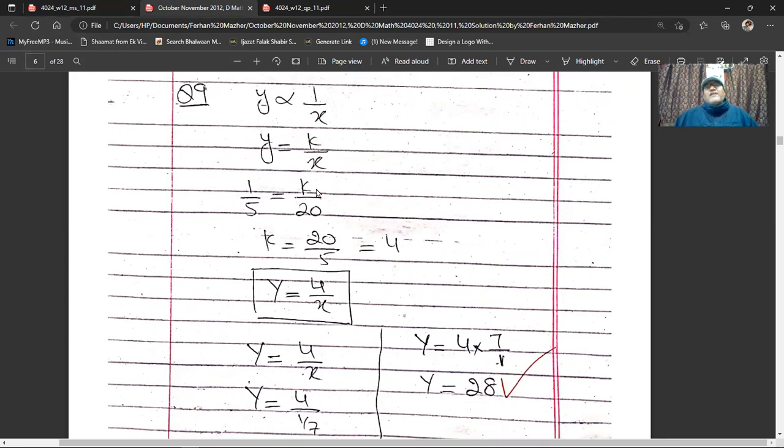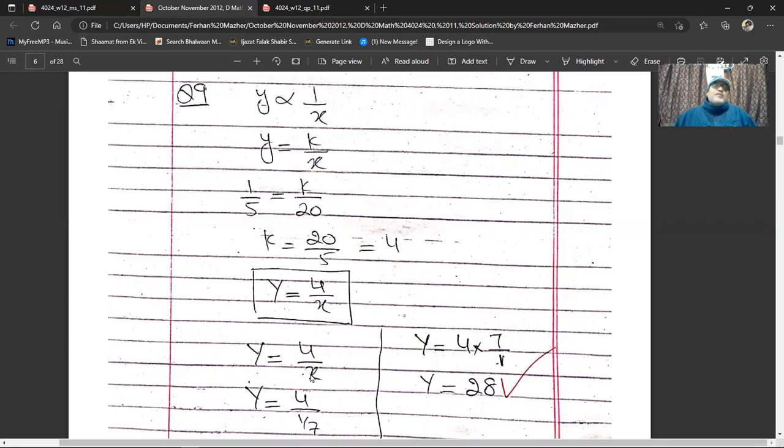So y is 1 by 5 and the x value is 20. So 1 by 5 equals k by 20. So k will be 20 by 5, that will be 4. So the formula will become y equals 4 by x. Now they ask what will be the value of y when the x value is 1 by 7.